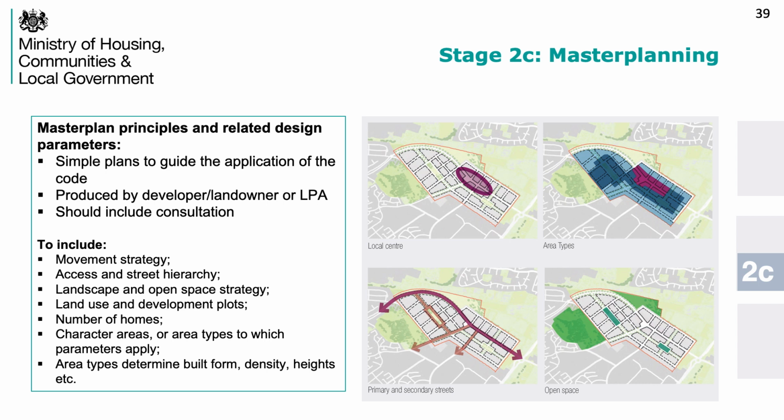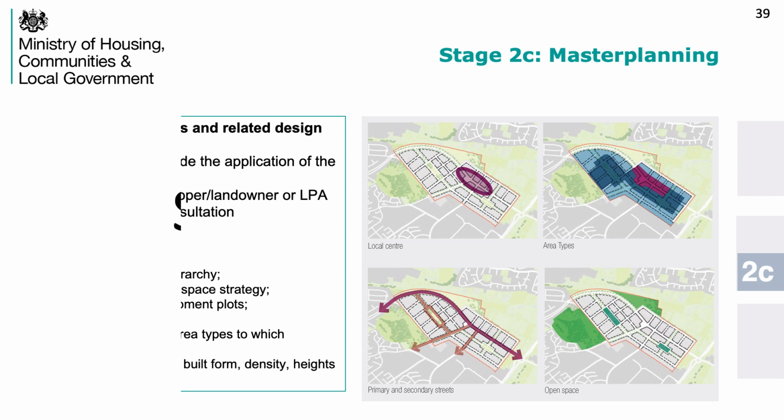At the very least, I think it would set out the primary and secondary streets. It would talk about the open space allocation. It would talk about whether there's a local centre, and also crucially it would designate the area types, which is what the top right plan is doing there, showing which area types would apply to this particular site.